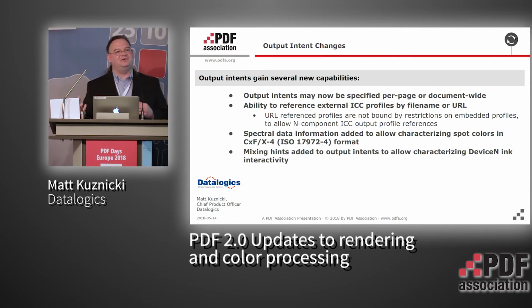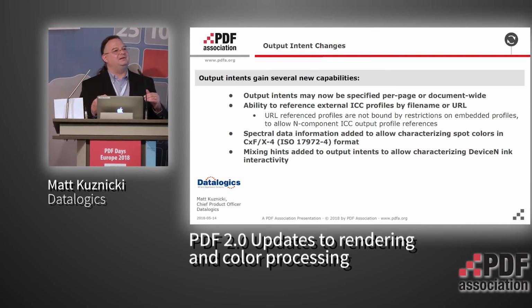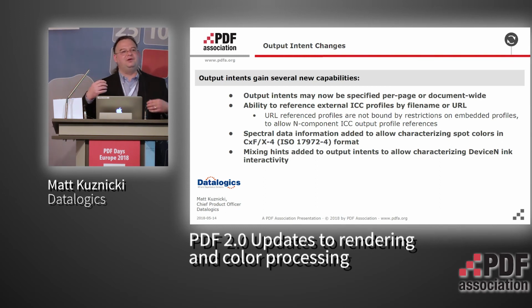And this allows ICC profiles that represent color spaces above and beyond CMYK, grayscale, and RGB-based color spaces to be represented. So N-channel color spaces, where you have more than your standard set of colorants, these ICC profiles can now be used in output intents through a URL reference.